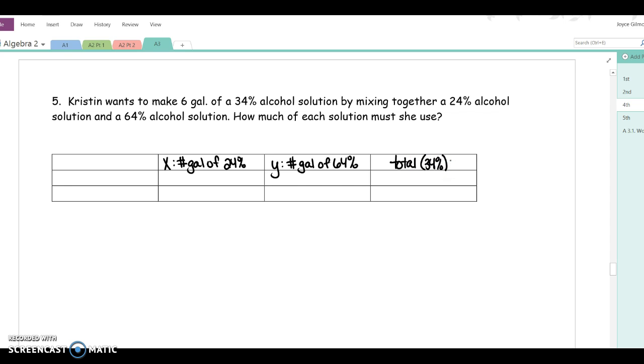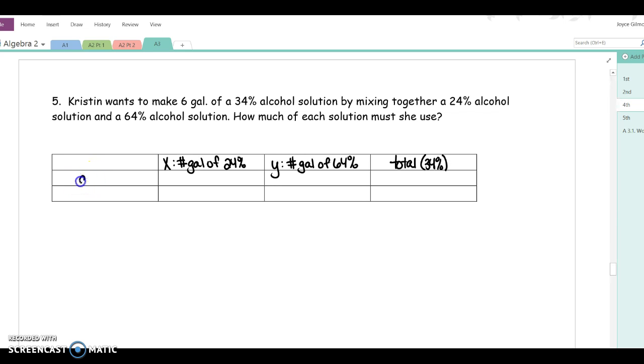That means for X, if we have 1 gallon of 24% solution, that means 24% of that gallon is pure alcohol. The 64% solution, 64% of 1 gallon is pure alcohol. Our total, however many gallons we have, 34% of those gallons is going to be pure alcohol.